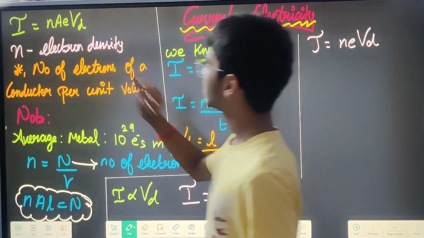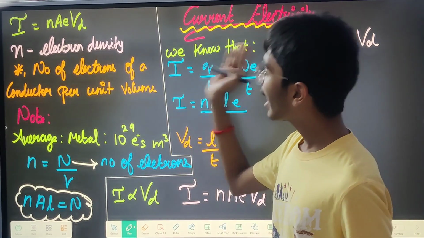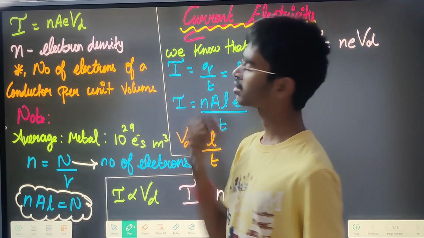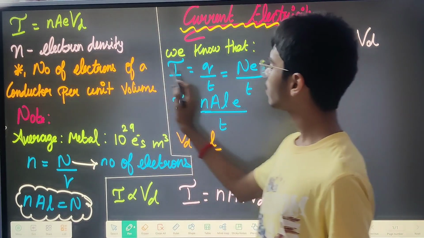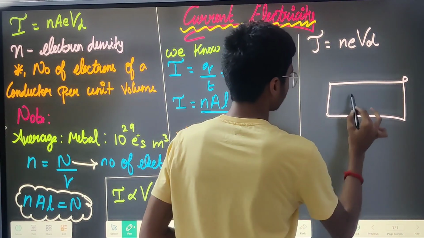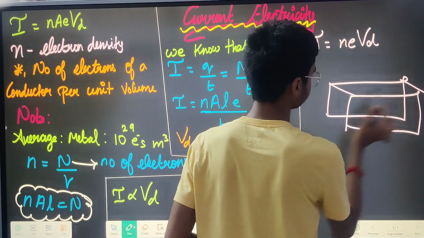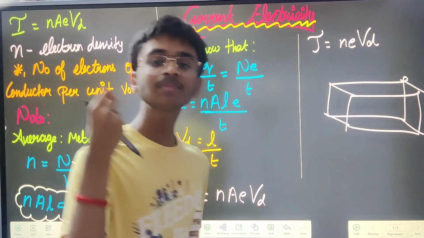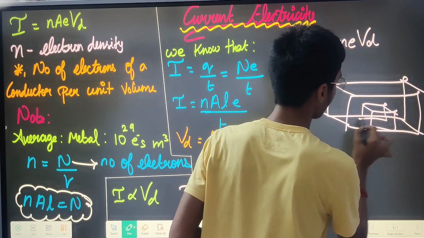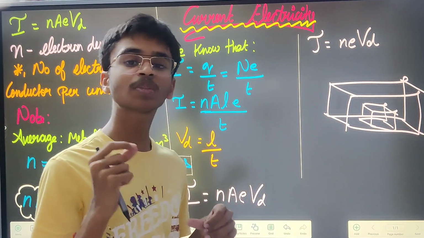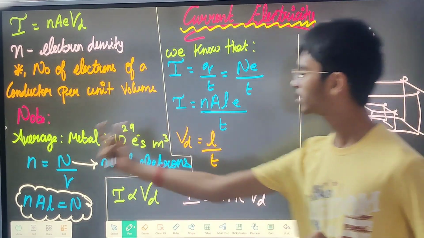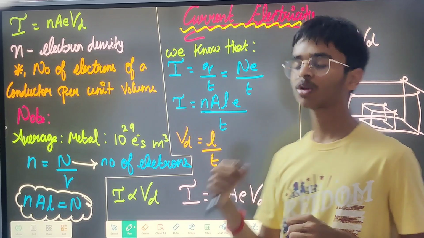I is equal to nAevd. Where n is electron density, n is not equal to the number of electrons. Here n is electron density. What is electron density? It is the number of electrons of a conductor per unit volume. If you are taking a conductor, and you take per unit volume, that means 1 meter cube, how many electrons are there per meter cube? 10 to the power of 29. This is a note point: on average a metal will contain 10 to the power of 29 electrons per meter cube.